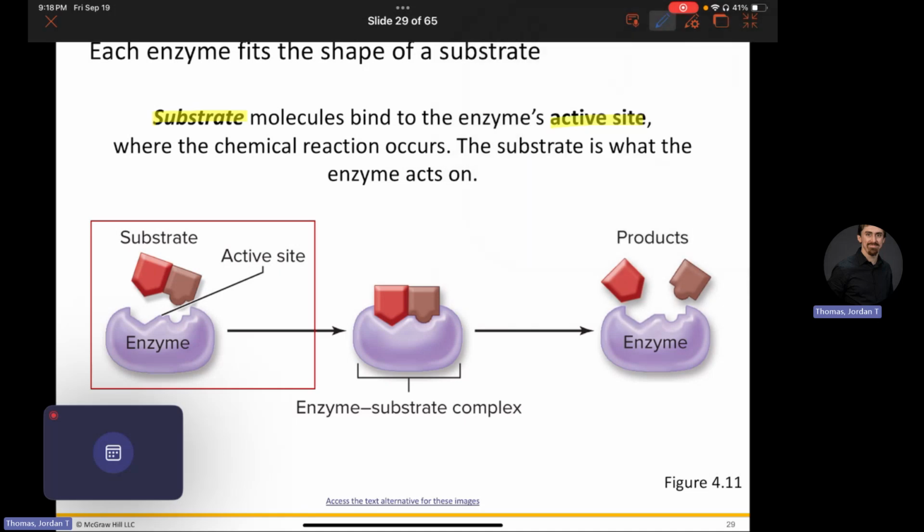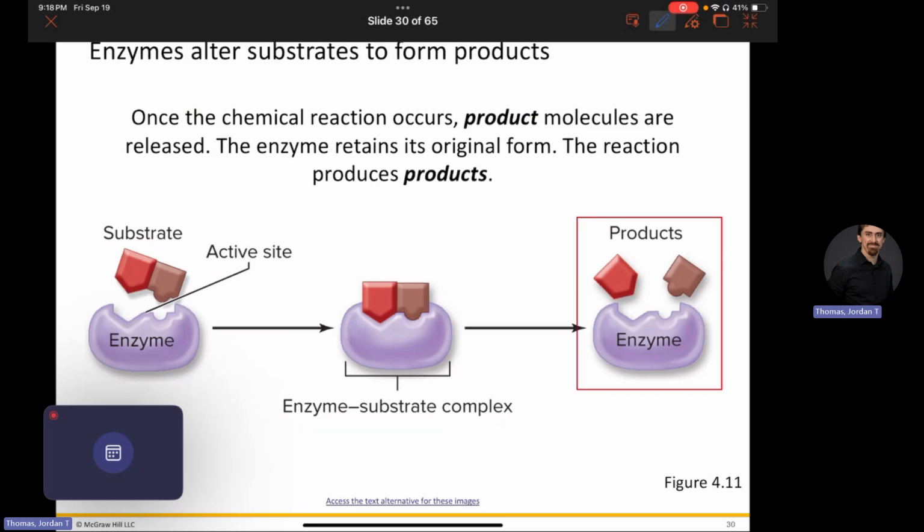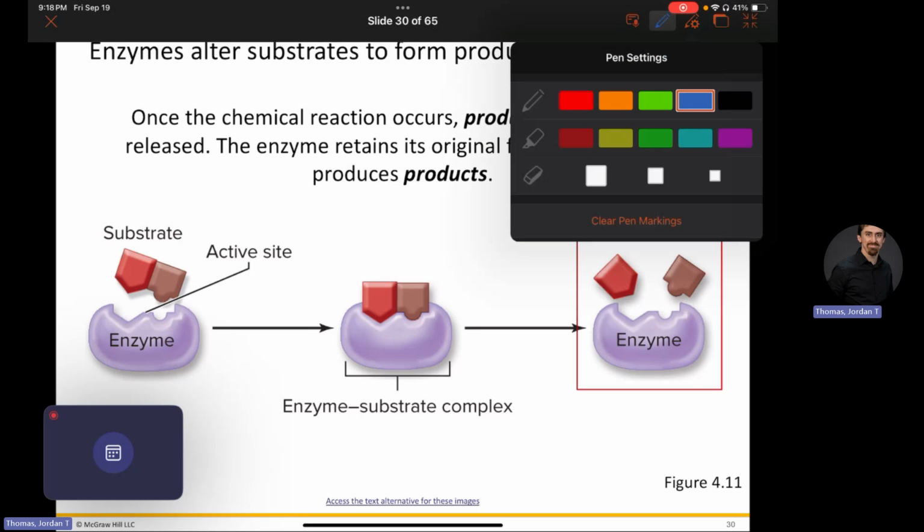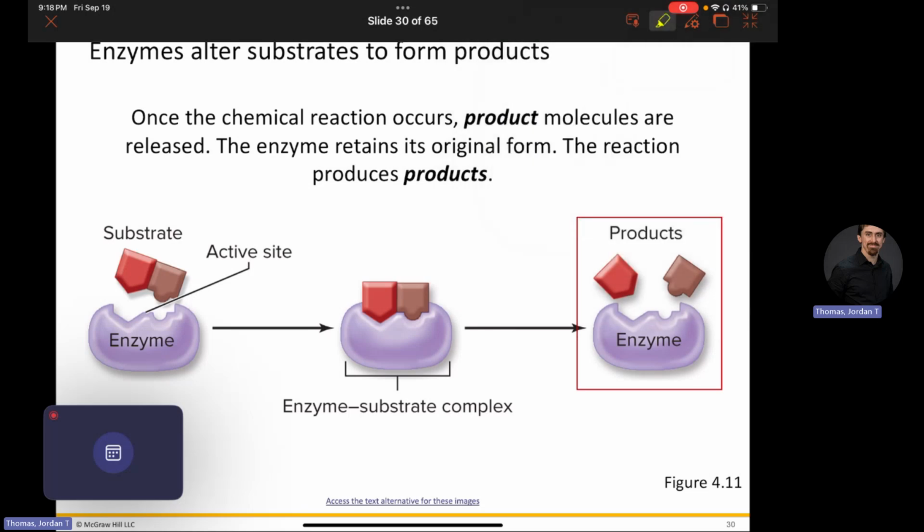And this is where the chemical reaction occurs. So the active site is where the substrate binds, where that initial molecule binds. So this substrate here will bind to the active site, forming this enzyme substrate complex. Once it binds, the reaction can happen a little faster than normal because of the enzyme. Then the product molecules are released.